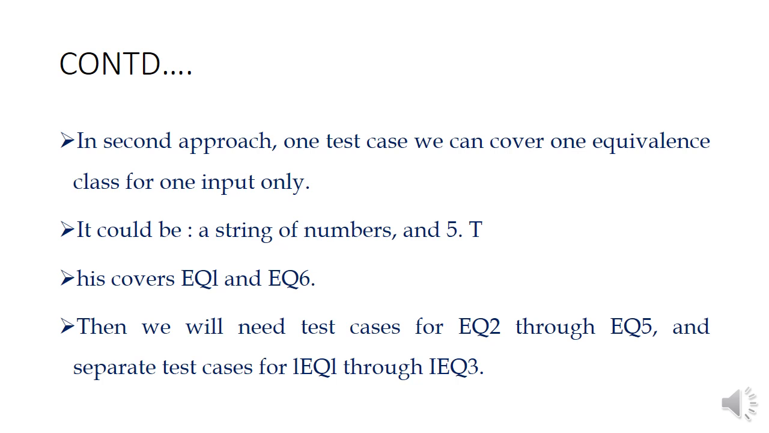In the second approach, one test case can cover one equivalence class for one input only. The string of numbers will be 5t. It covers equivalence classes 1 to 6. Then we need to write the test cases for 2 to 5. Then separate test cases for 1 to 3.